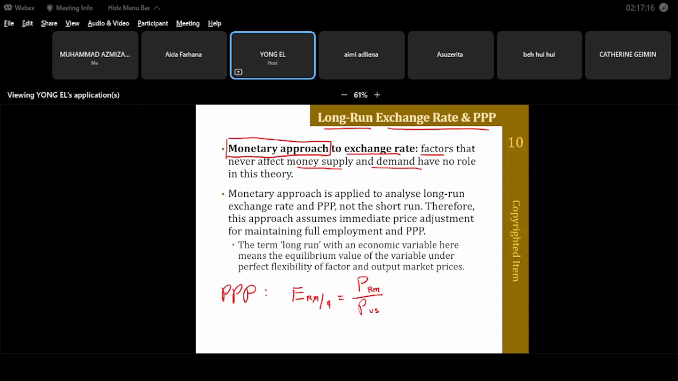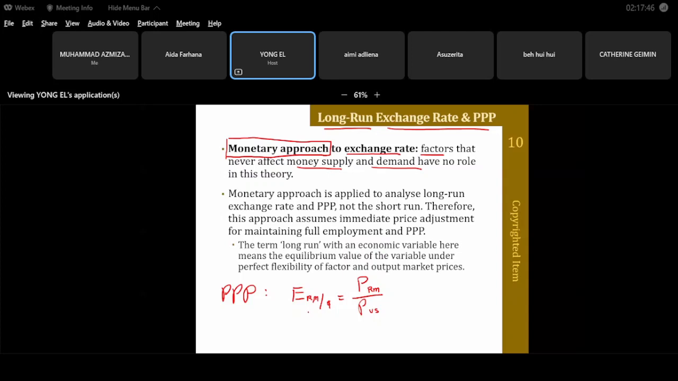Now, just now I mentioned the monetary approach. We cannot escape the discussion of exchange rate, money supply, and demand, because money supply and demand can determine the price in each country. Money supply and demand in Malaysia will change the price level in Malaysia. Money supply and demand in the US will also change the price in the US. When the price changes right here, we know the exchange rate will need to adjust.